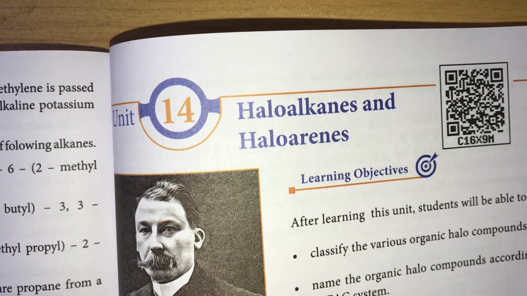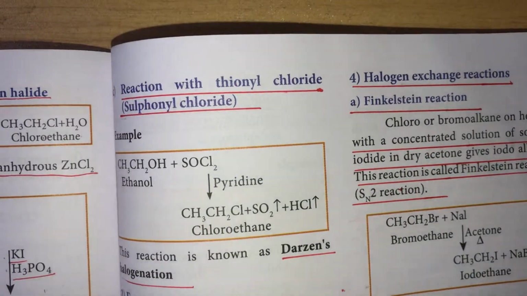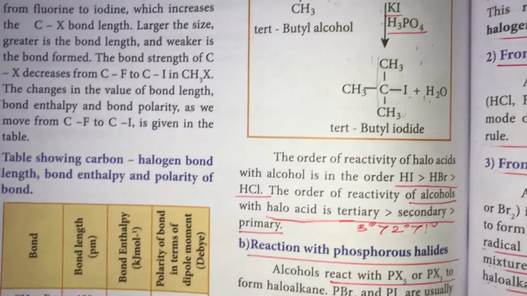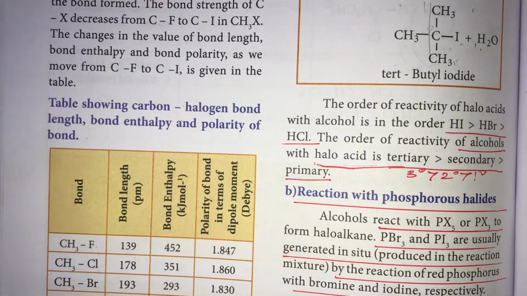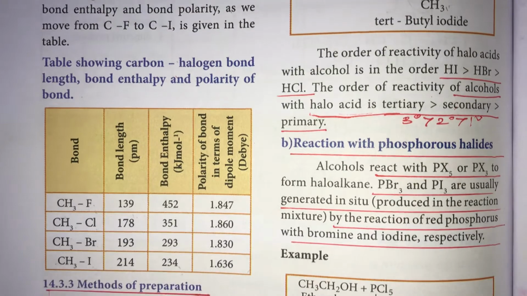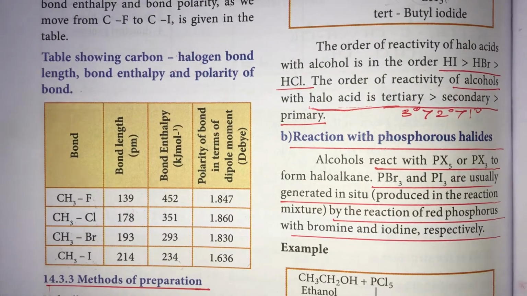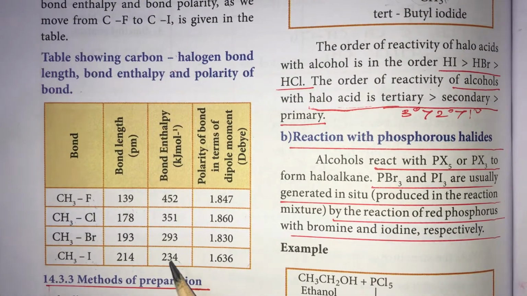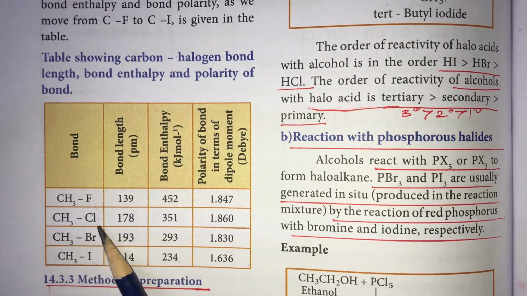Haloalkanes and haloarenes. In this video we are going to see the preparation and the properties of haloalkanes and haloarenes. Here the table shows the bond length, bond enthalpy and polarity of the bond between carbon-fluorine, carbon-chlorine, carbon-bromine and carbon-iodine.